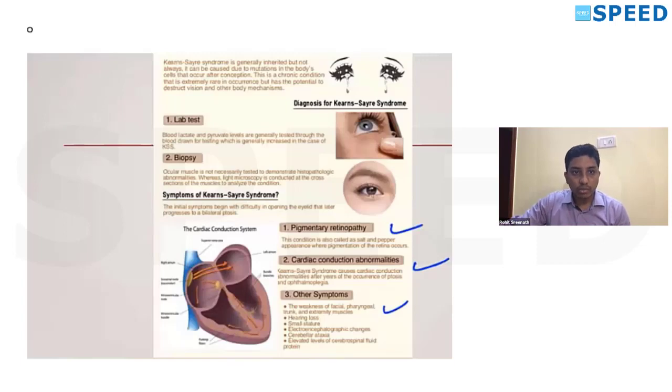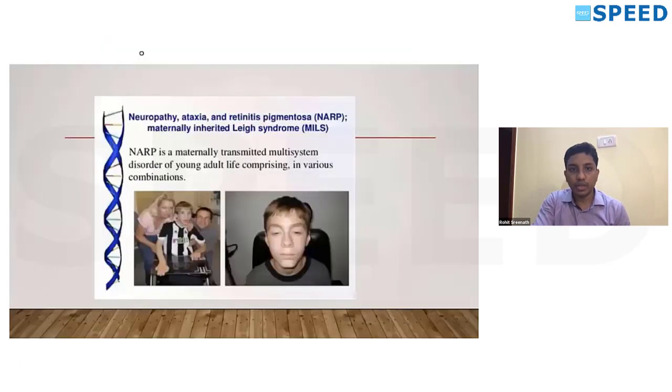Remember, Kearns-Sayre syndrome has a mitochondrial inheritance. So it is transmitted from the mother to the offspring. The other features include abnormal ECG changes, cerebellar ataxia, short stature, and elevated level of CSF protein. So these are the important features of Kearns-Sayre syndrome.